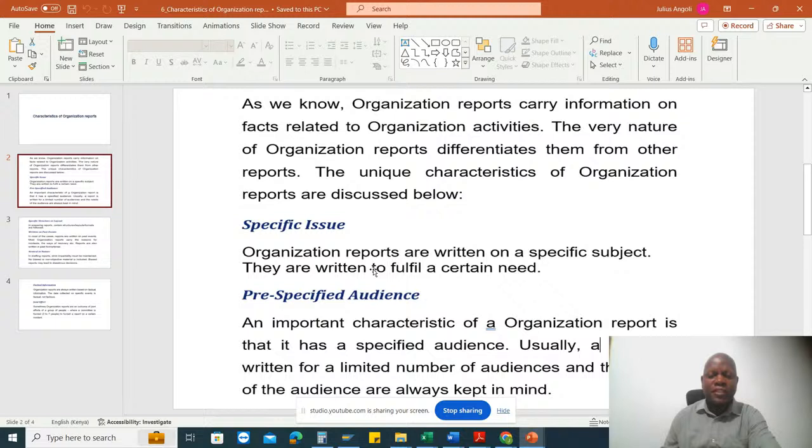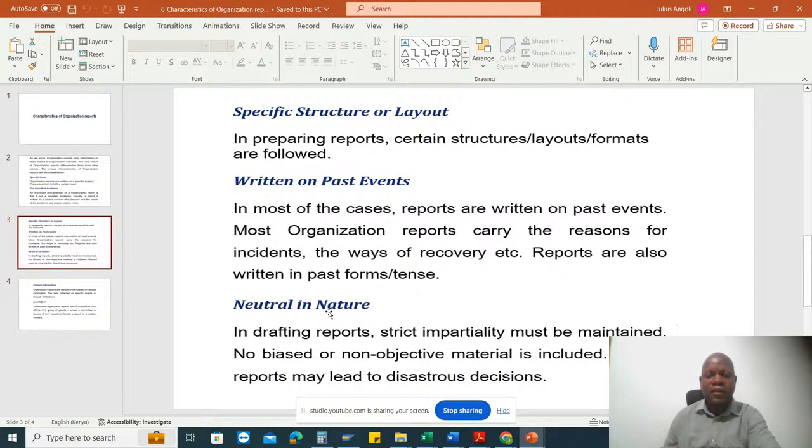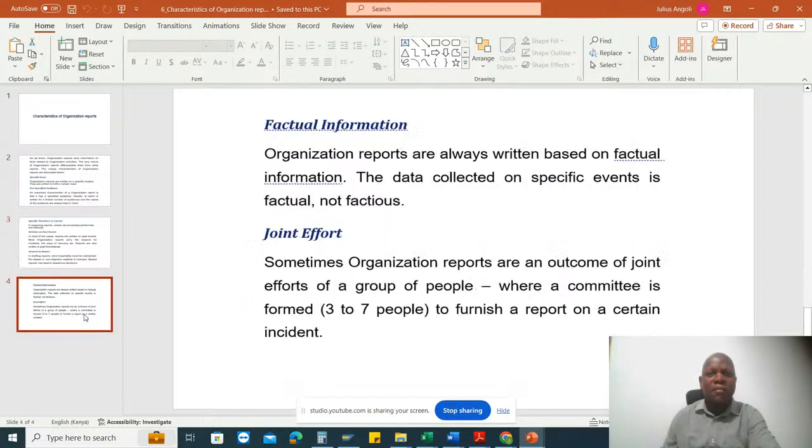Basically, reports are specific to a certain issue, a certain subject that is being discussed. They are written on past events and they have a specific structure. They are neutral by nature. They have factual information. You realize that the fact that reports are factual was dominating all through the conversation, from the definition to the characteristics of an organization report.